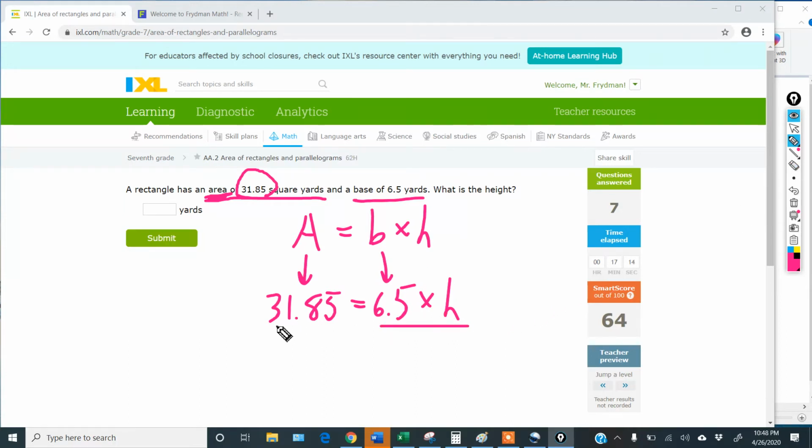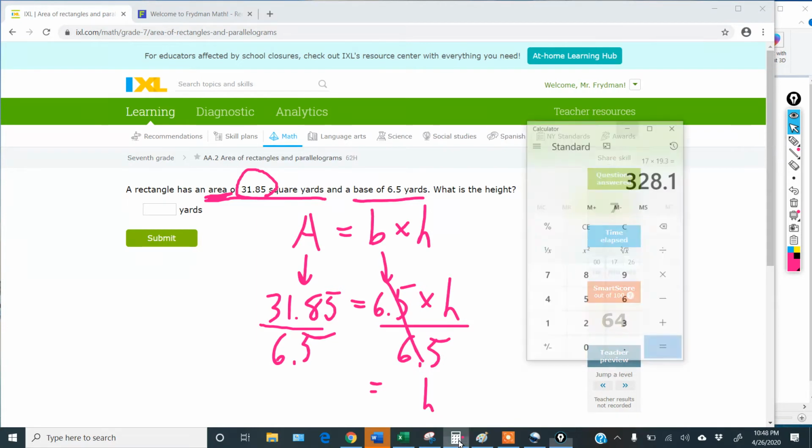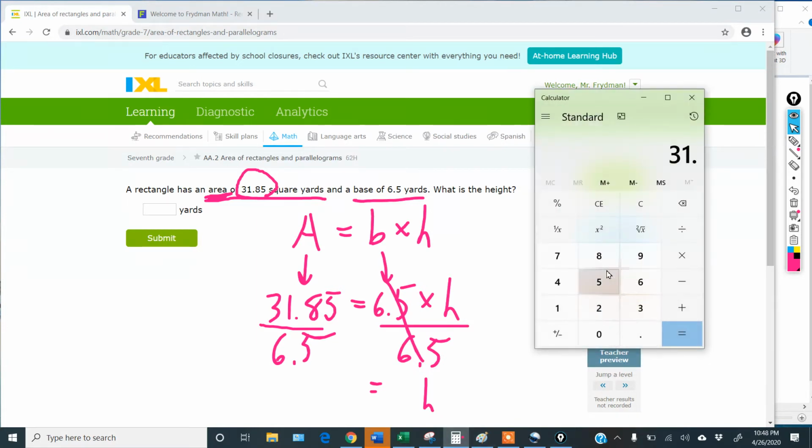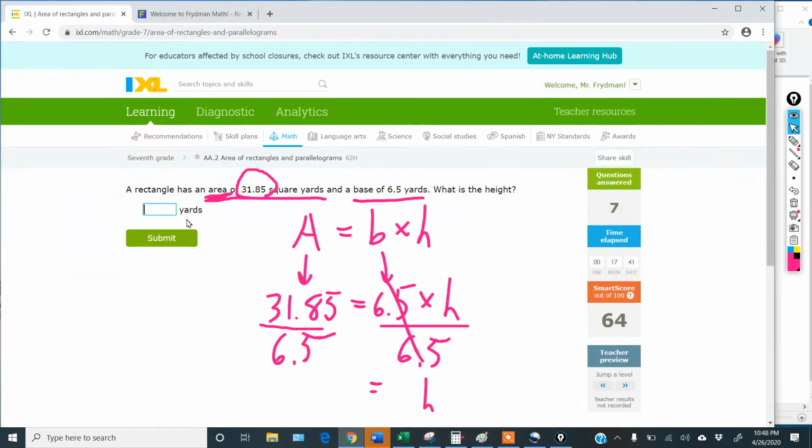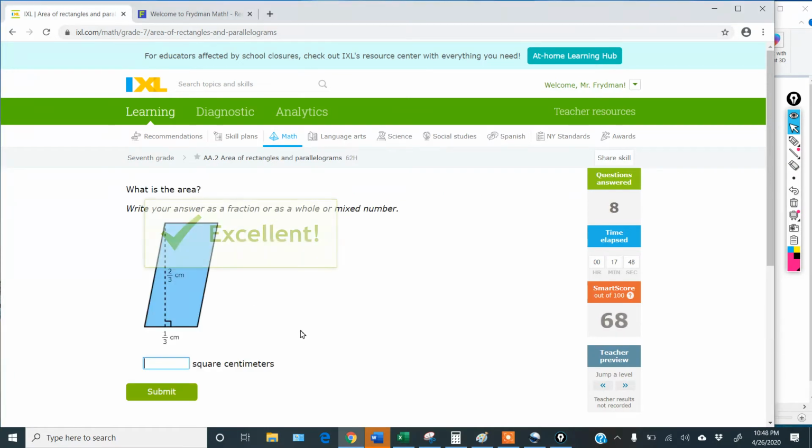So now we're just going to divide both sides by 6.5 to cancel that out. So we get H is equal to, and again, I really don't care if you use a calculator here, 31.85 divided by 6.5 is equal to 4.9. I did that in my head, of course. I just wanted to make sure that my calculator thing was working. So I'll put a 4.9 over here. And there we go.